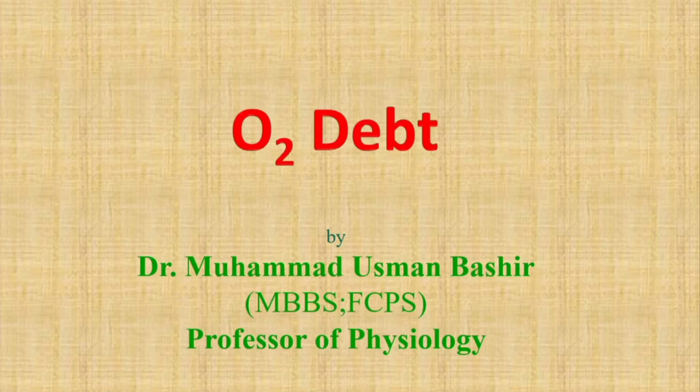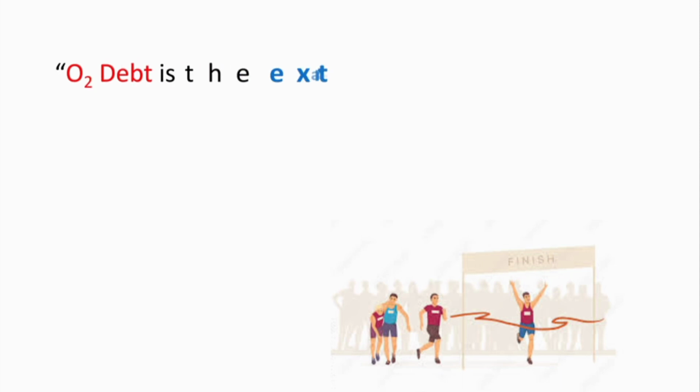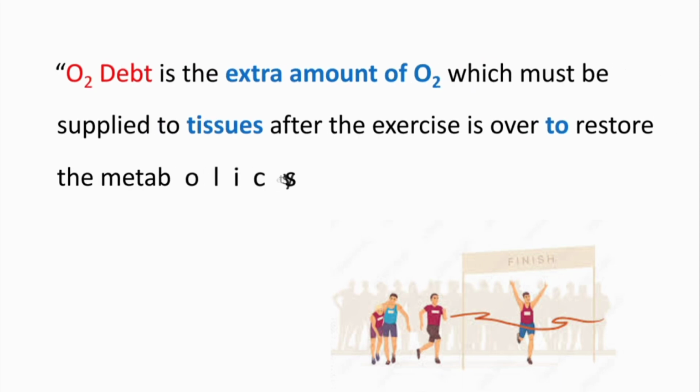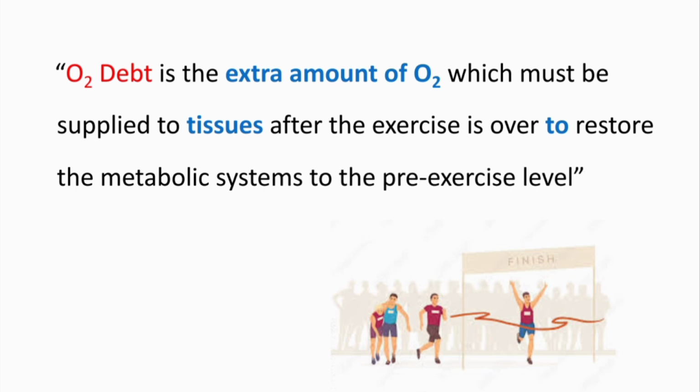I am Dr. Mohammed Usman, and in this video we will learn about oxygen debt. So by definition, oxygen debt is the extra amount of oxygen which must be supplied to the tissues after the exercise is over to restore the body metabolic systems to the pre-exercise level. Its amount is normally about 11.5 liters.